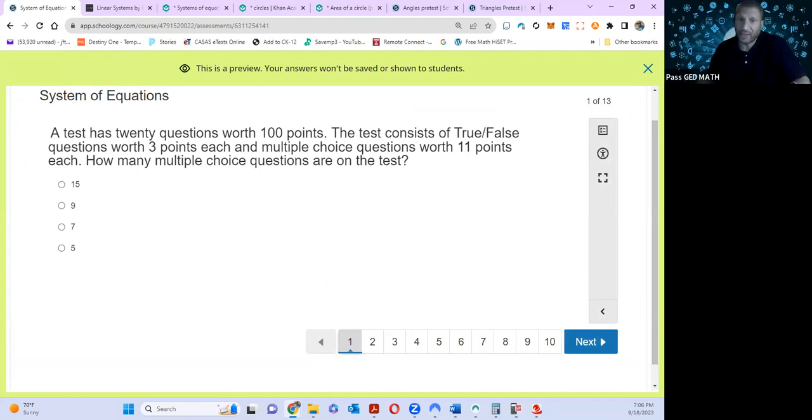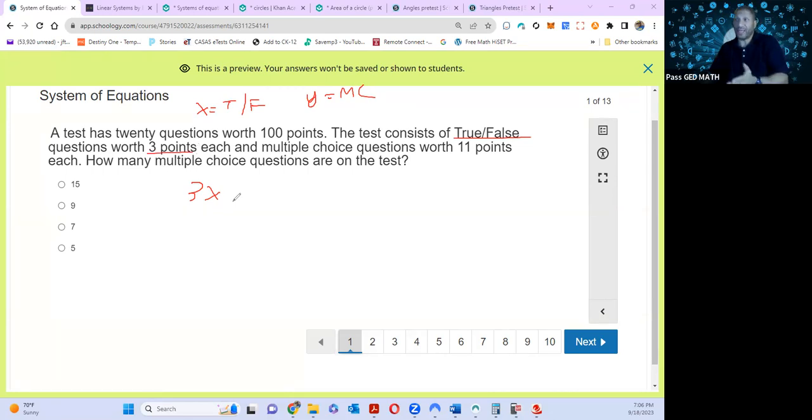Okay. And then these are word problems. These are not computation. These are word problems. Identify what you know. The test has 20 questions worth 100 points. The test consists of true/false questions worth 3 points each and multiple choice questions worth 11 points. So 3 times x, because x is the number of true/false. My y is the number of multiple choice. These are unknowns. We don't know how many true/false questions there are. We don't know how many multiple choice questions there are. What we do know, though, is true/false are worth 3 points.